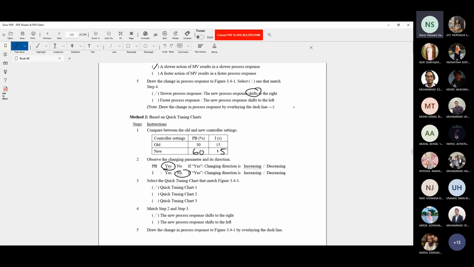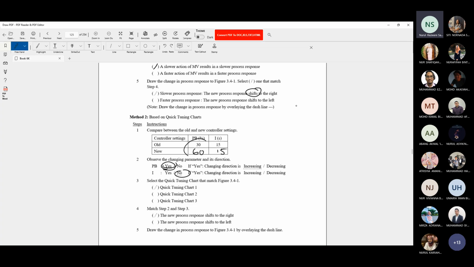You faham tak? What does number 2 actually want you to observe? In simple words, you look now, your old PB and I are 30 and 15. Now the new one is 60 and 15. You will see that only the PB changed, 60. I still remains. So that's why you choose yes for PB, no for I.